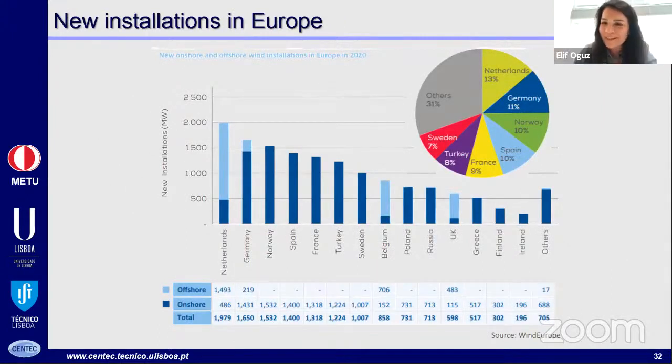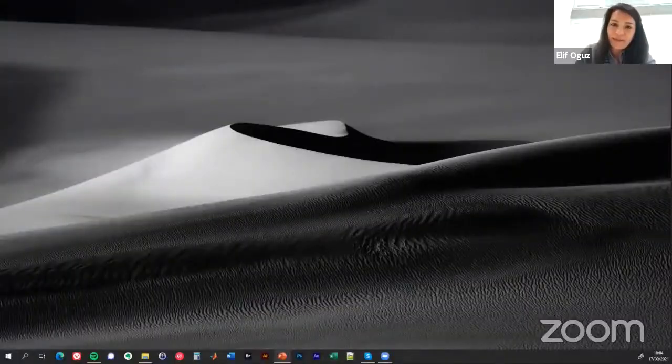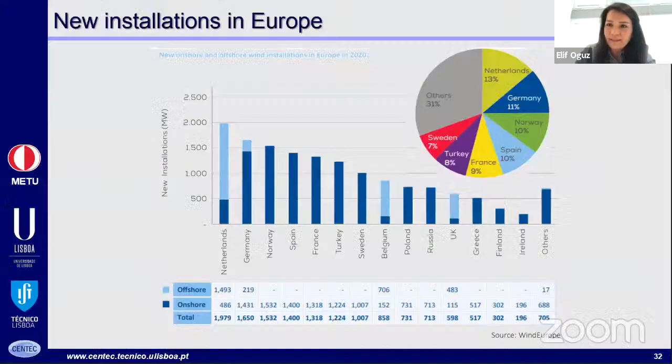I would like to just finalize the presentation by mentioning the recent report, which is published by Wind Europe recently. In 2020, 14.7 gigawatts of new wind capacity were installed in Europe, as you see here. Actually, this was 6% less than in 2019. And it was 19% less than what Wind Europe was expecting before the COVID situation.